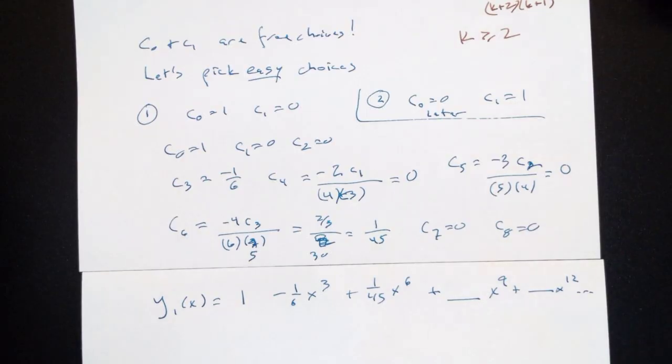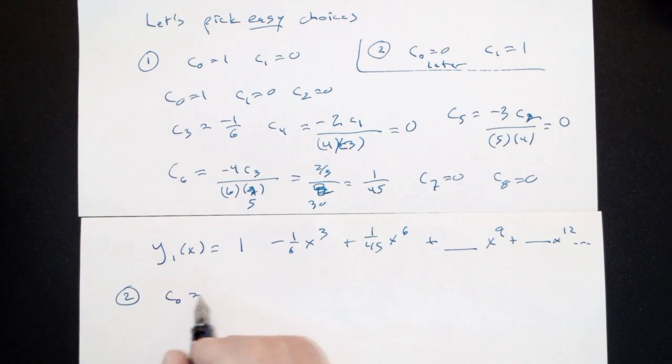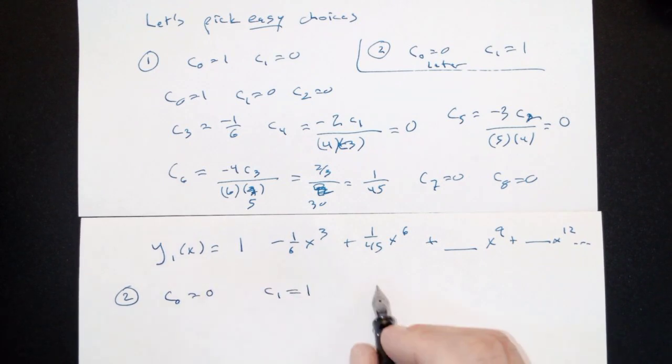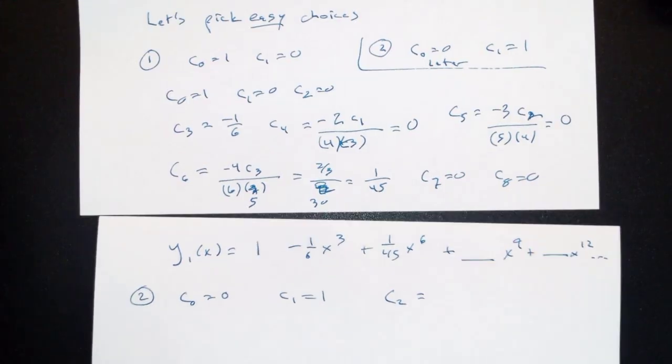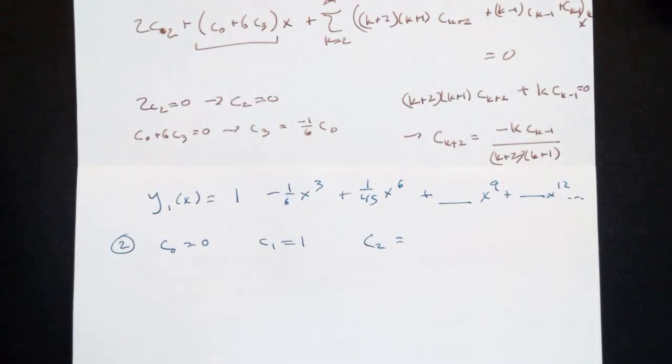What happens in option 2? Well, now we have it the other way around. C0 is 0, C1 is 1. What's C2? The equations we are using don't change. I'm still using this same relationship right here. C2 is 0. What's C3?